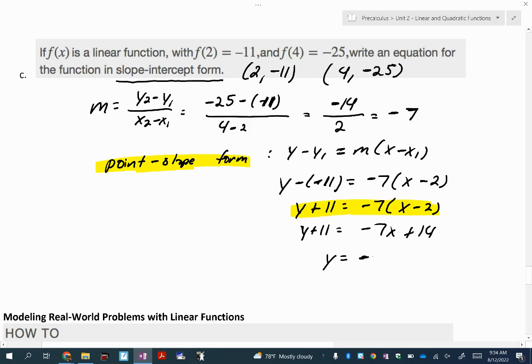All right, so let's distribute the -7, which is -7x plus 14. Move the 11 over with subtraction, and you get +3. So this is our answer in slope intercept form.